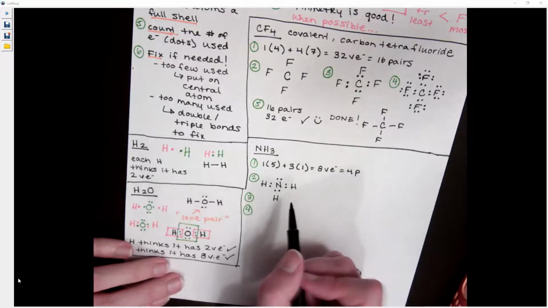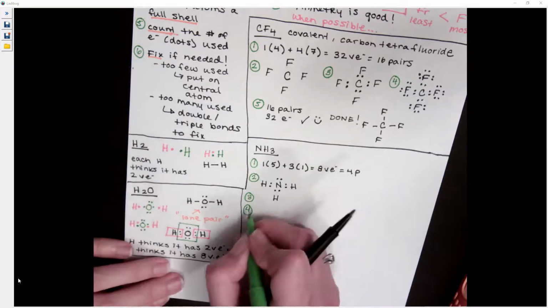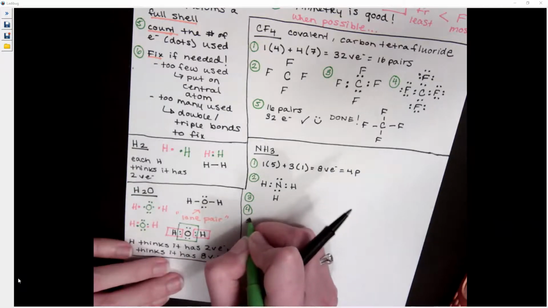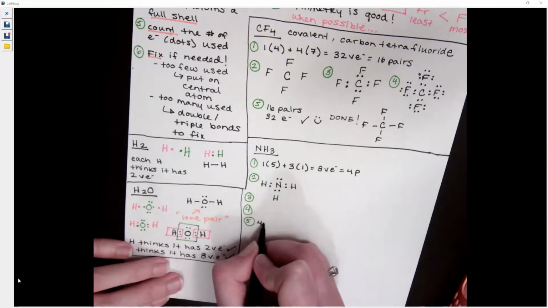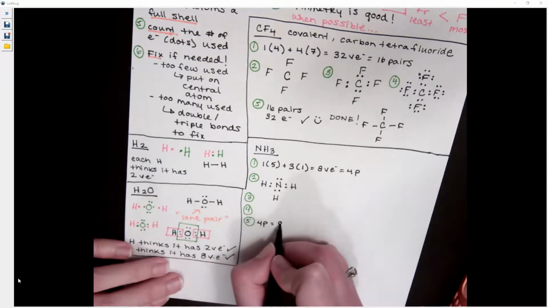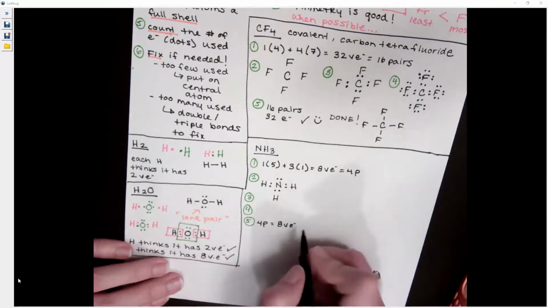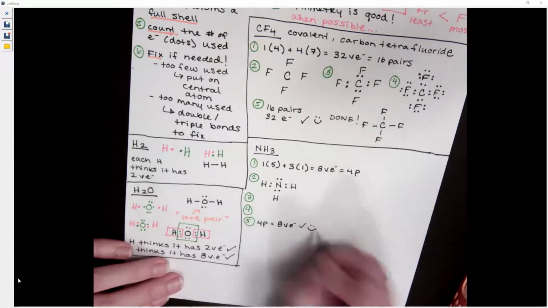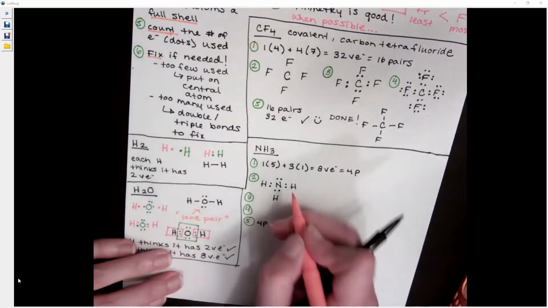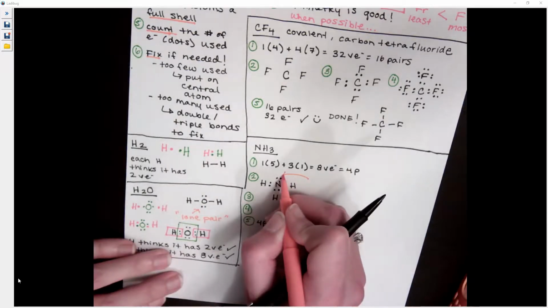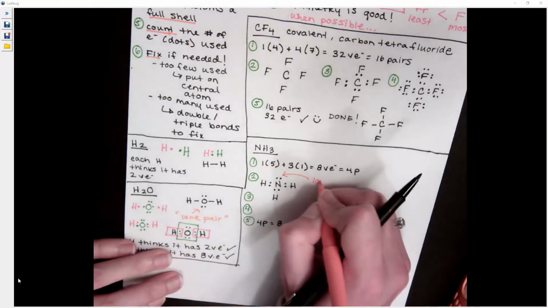So now, step 5. I used 1, 2, 3, 4 pairs, which is the same as 8 valence electrons, which is what I was supposed to do, so that's good, and we are all done. One thing to note, if you look, this nitrogen has a lone pair on it.